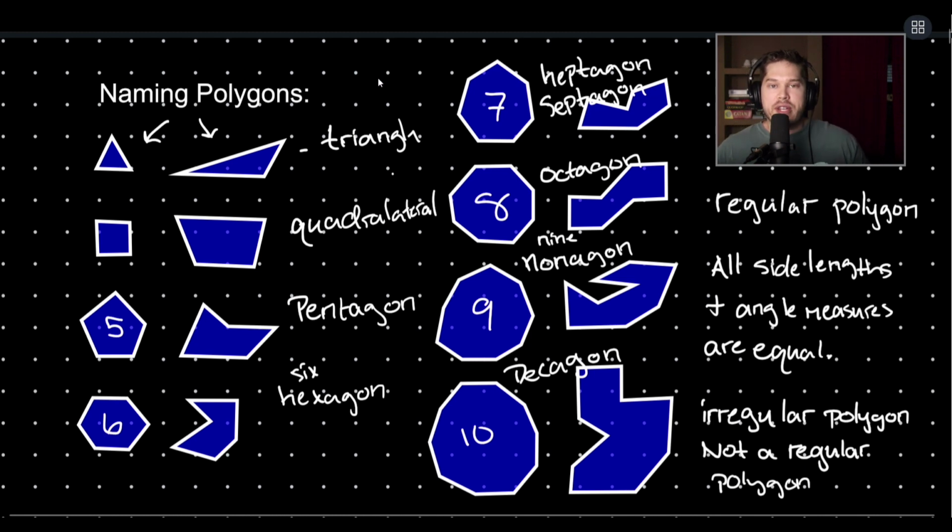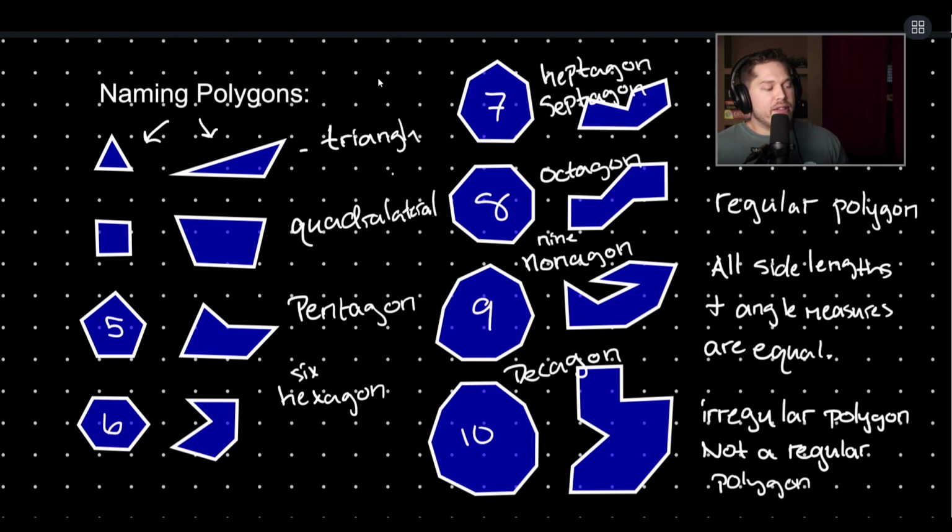But for the technical names, for the polygons with 3 through 10 interior angles, again, we have triangle, quadrilateral, pentagon, hexagon, heptagon or septagon for the 7-angled polygon, octagon for the 8, nonagon for the 9, and decagon for the 10.